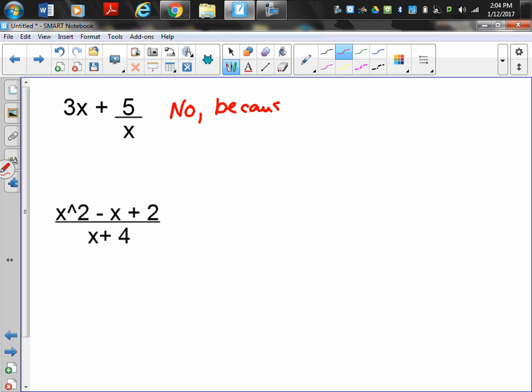Because when x equals 0, this becomes undefined. So when that x becomes 0, you now have an undefined. You cannot divide by 0. All right, so let's look at the second problem.